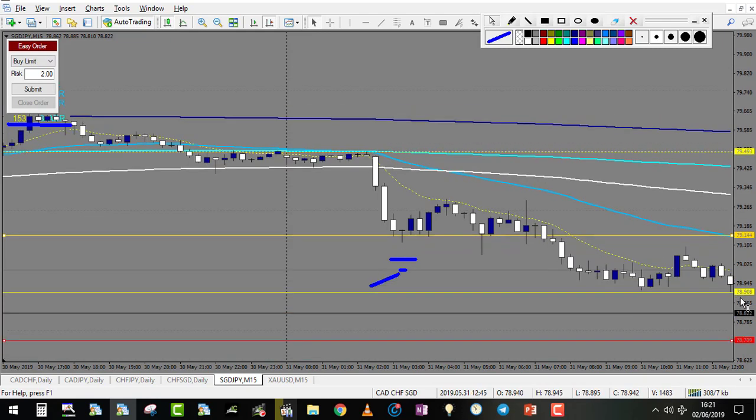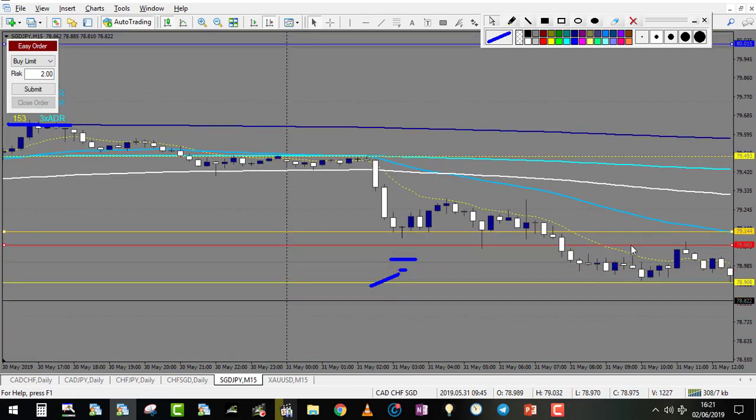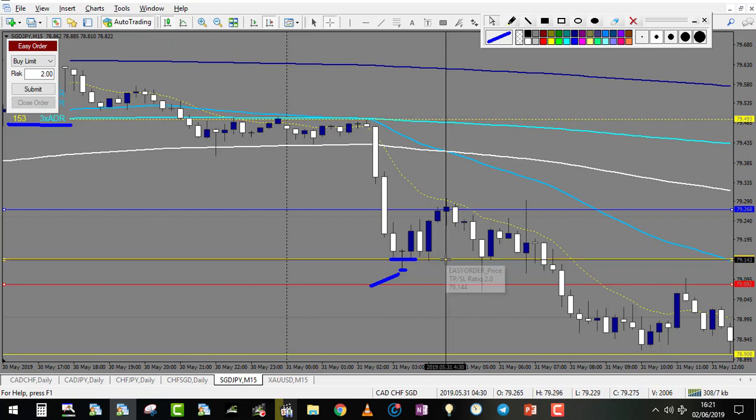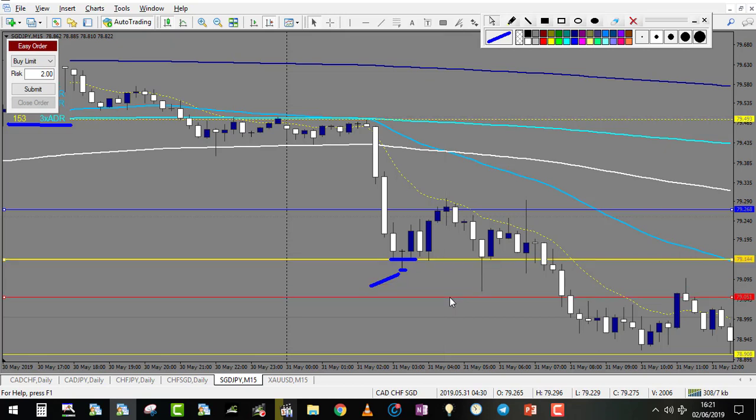And the stop loss will be 153 divided by 10, so 15 pips, divided by 2, 8 pips, plus 1 pip for the spread, so you have 9 pips. And as you can see, we had the stop hunt right here, it didn't trigger.